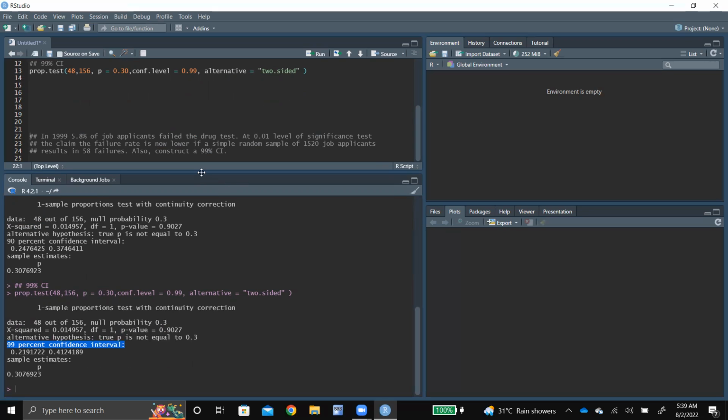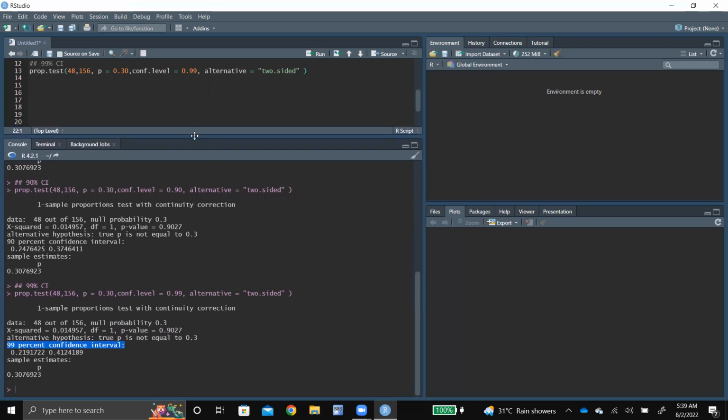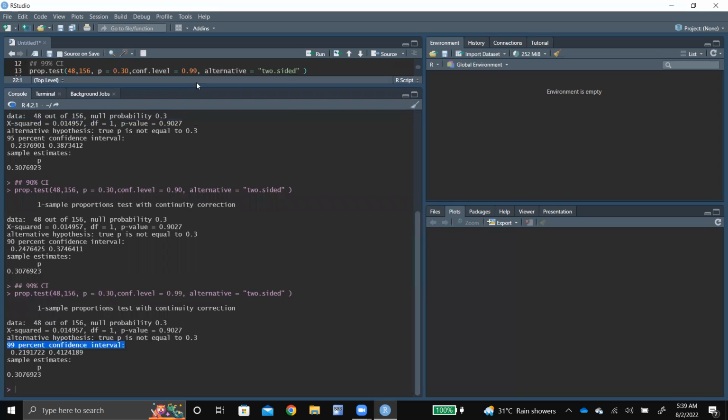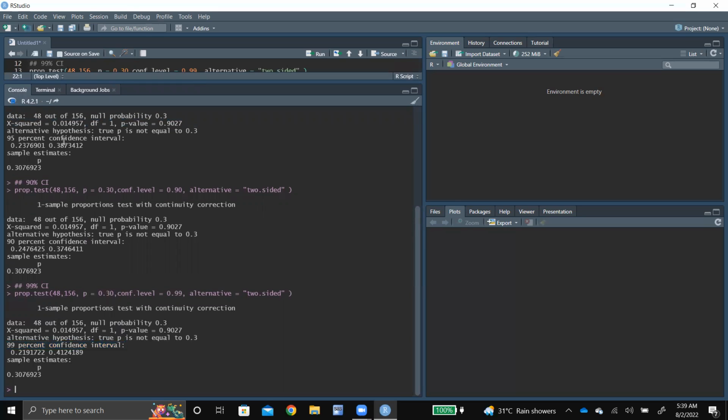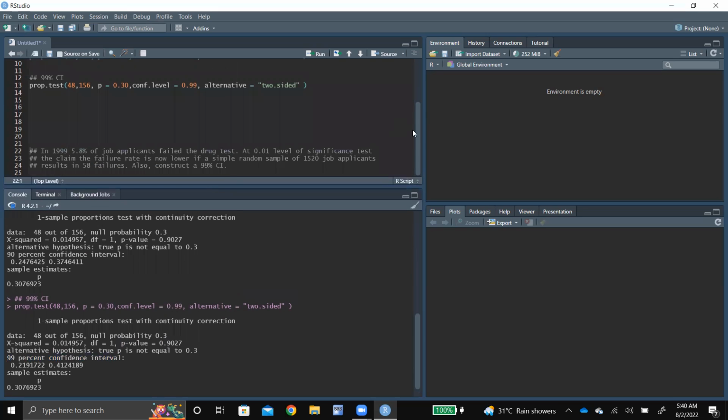Now if I make this console a little bit larger, there's an interesting thing that you can find. As the confidence level increases, so we have 95 percent, 90 percent, and 99 percent, the width of the confidence interval is also increasing. For 90%, the width is minimum. For 99%, the width of the confidence interval is the most. So as the confidence level increases, the width of the confidence interval also increases.